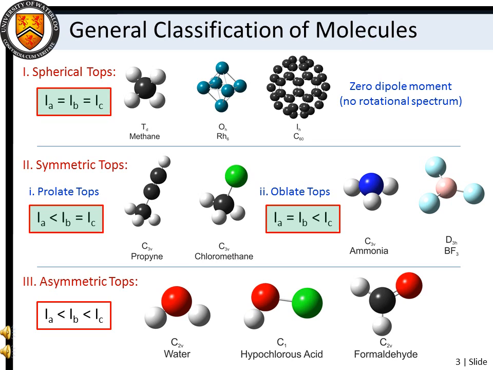Most molecules are asymmetric tops, wherein all three moments of inertia are different. In some cases, like water or formaldehyde, we find that two of the moments of inertia have nearly the same value. Such species are referred to as near prolate or near oblate symmetric tops. In general, there is no simple analytical form for the rotational energy levels of asymmetric top molecules.